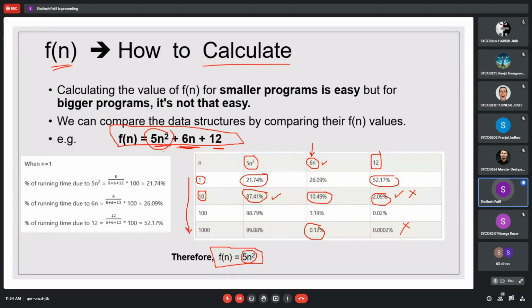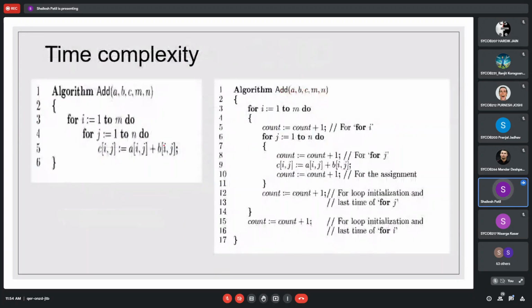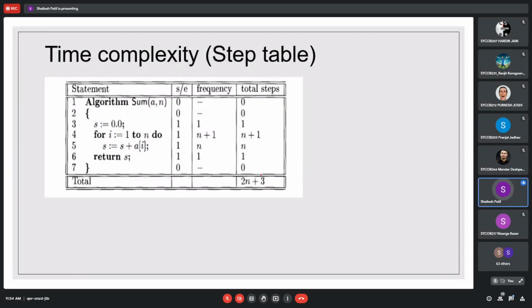Now, where does this formula come from? It comes from this table. Here we have calculated 2n plus 3. For n equal to 1, the contribution of the constant 3 is more in this case. So the formula gives 2n, and the total will be 5.